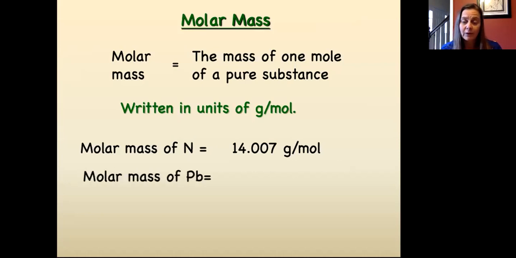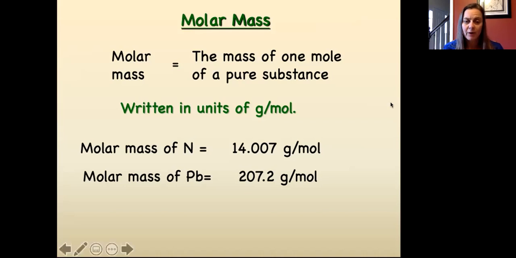In the same way, if we look at lead on the periodic table, we see a number of 207.2. And we can read that either as 207.2 grams per mole of lead, or 207.2 atomic mass units for one atom of lead. So this allows us, again, to take the nanoscopic, that tiny, tiny thing that is an atom, and scale it up to where we can see it and measure it in a lab.